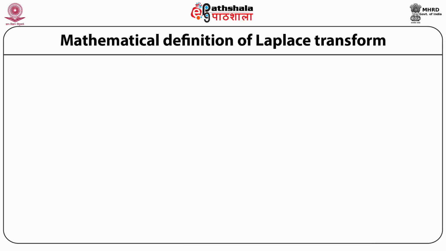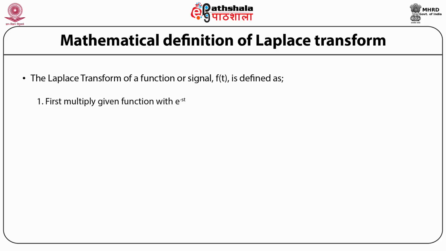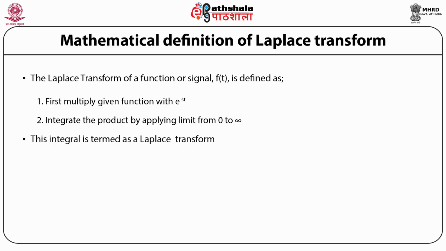What is the mathematical definition of the Laplace transform? The Laplace transform of a function or signal f of t is defined as: first multiply the given function with e power minus st, then integrate the product by applying the limit 0 to infinity. Please remember that the Laplace transform is always in the positive zone. That means time can only be positive. So always Laplace is 0 to infinity. This is a key difference between Laplace and Fourier transforms, which we are going to see later. The integral is termed as a Laplace transform.